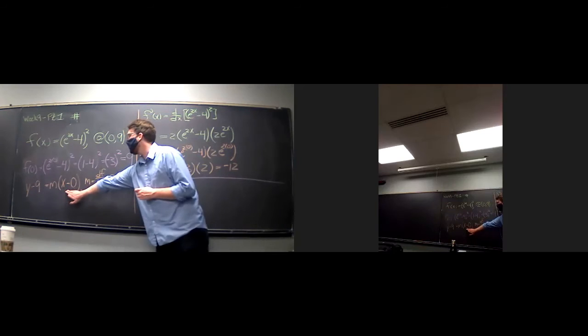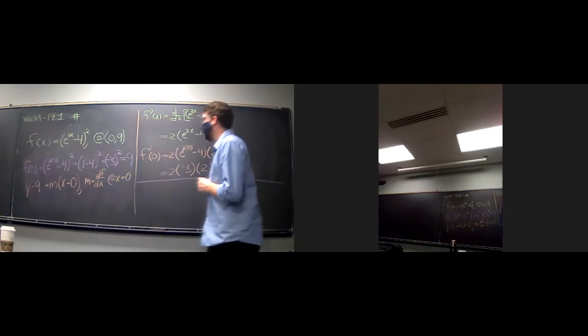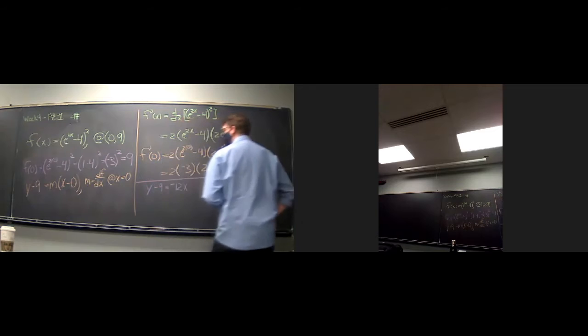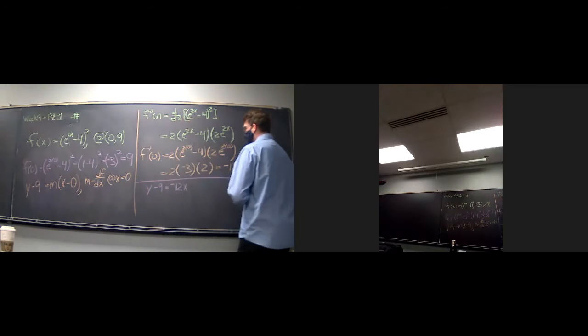So now we're going to go back to the equation for our tangent line and start solving things. We got y minus 9 is equal to negative 12x. Solving for y, we get negative 12x plus 9.